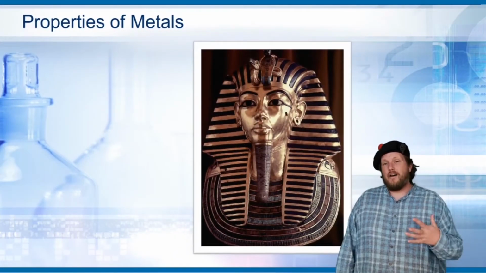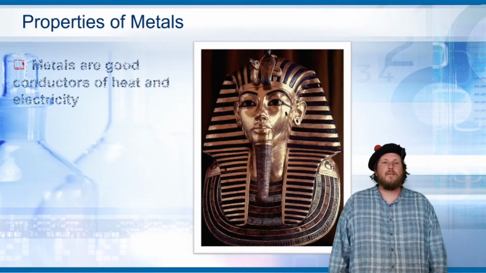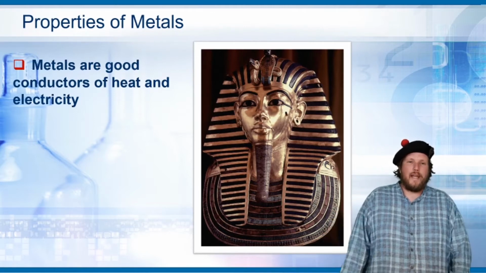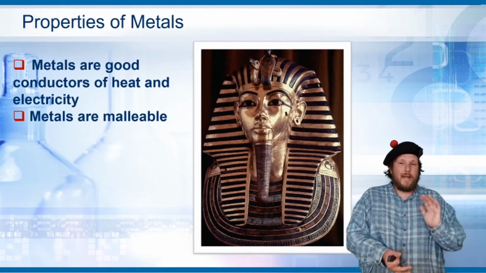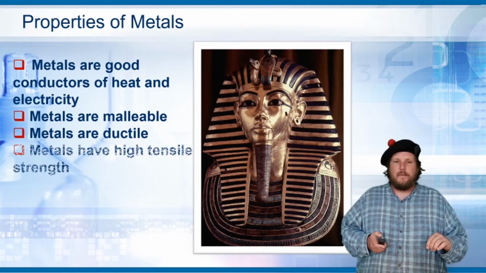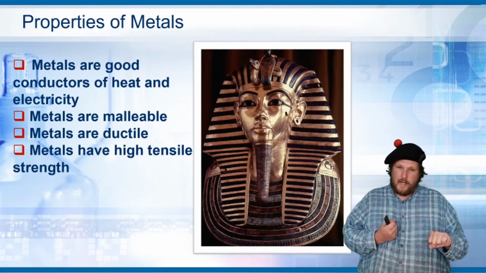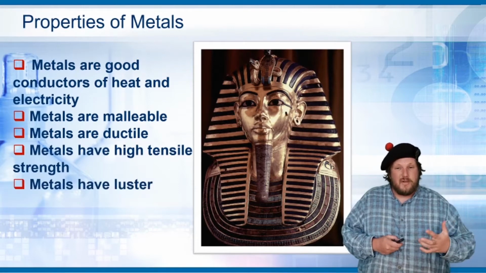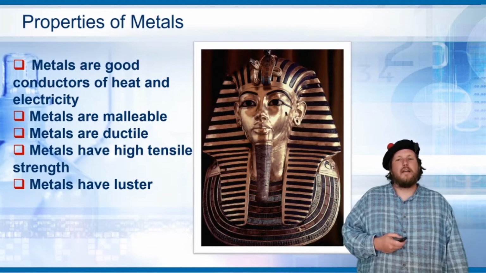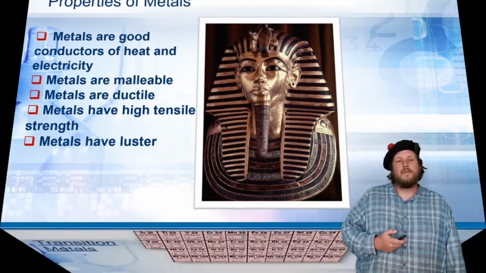So properties of metals. These are all metals. There's lots of metals on the periodic table, actually more metals than anything else. Metals are good conductors of heat and electricity. It has to do with how their electrons are arranged. They're malleable, meaning you can hammer them into a sheet. They're ductile, which means you can draw them into a wire. They have high tensile strength, meaning they're very strong and hard to break apart. They have luster, which means they're shiny. This is a gold plating on Tutankhamun's mask, showing the gold is still shiny after all of these years.